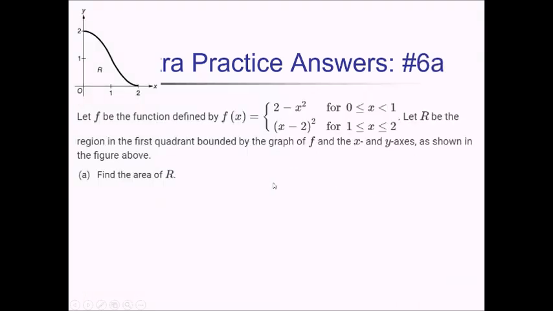On this free response problem, which is a no calculator problem, we're given this f function defined piecewise right here, and we have this R region that's this first quadrant area bounded by the f function and the two axes. Based off this, our first task is to find the area of R.